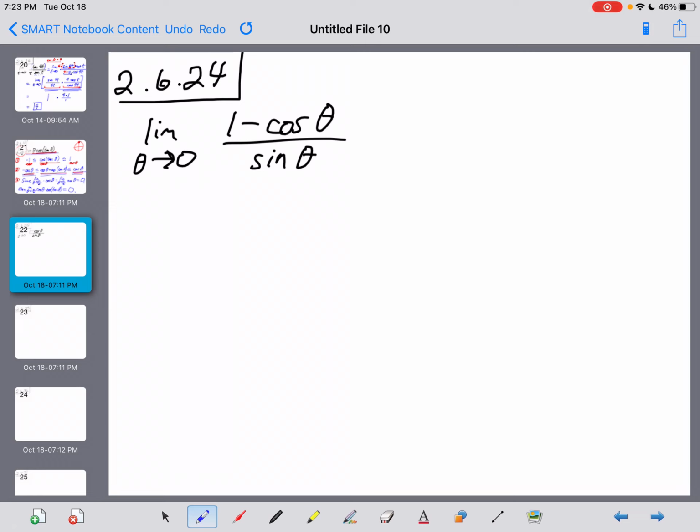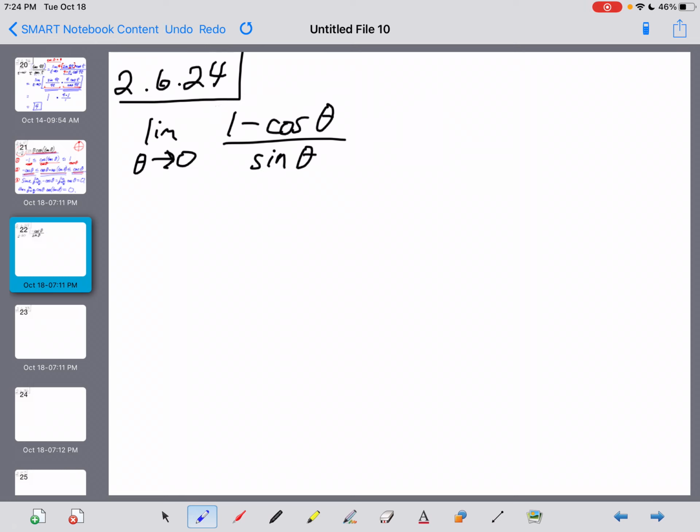First thing you ought to try with a limit, of course, is plug and chug. But here you go. If you were to take the cosine of 0 radians, you end up with 1. So the numerator becomes 1 minus 1, which is 0. And down on the bottom, the sine of 0 radians is 0 as well. And 0 over 0 is undefined. And it's probably the most common thing that happens when we're trying to do a limit, so we shouldn't be surprised by that fact.